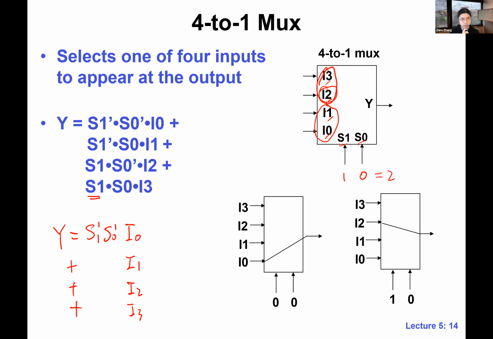Any intuitive explanation? What exactly is S0 doing? Yes, right. Odd, even. When S0 is 1, what do we select? We select from either 1 or 3. This is odd. If S0 is 0, we select from either 0 or 2.